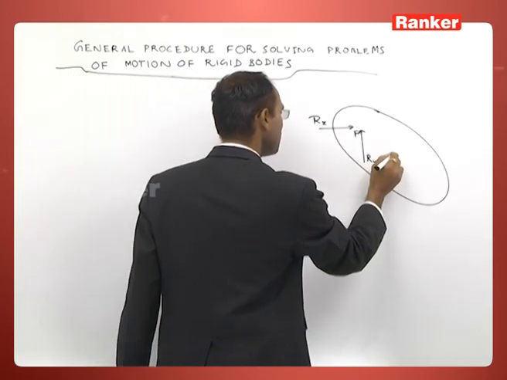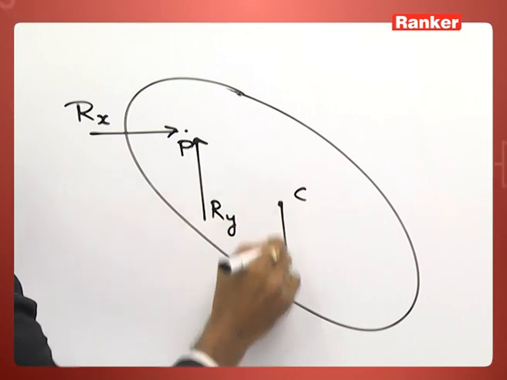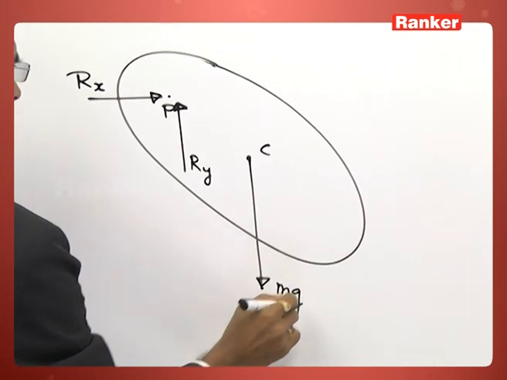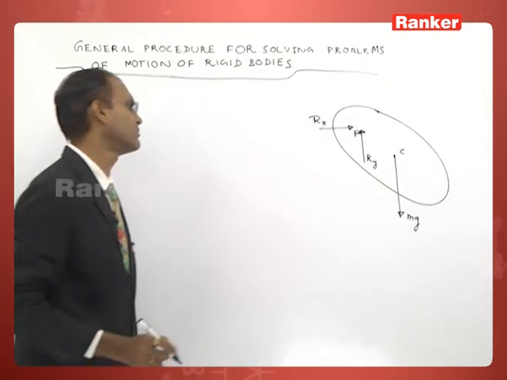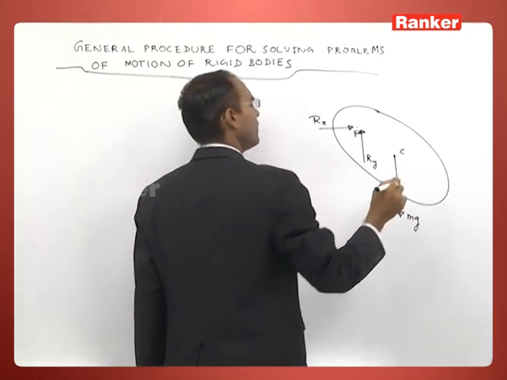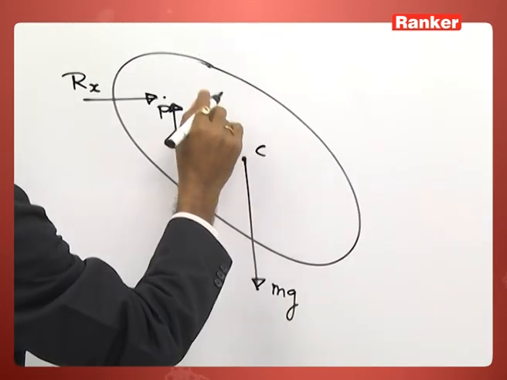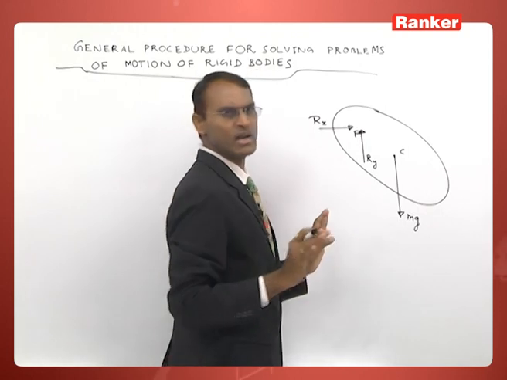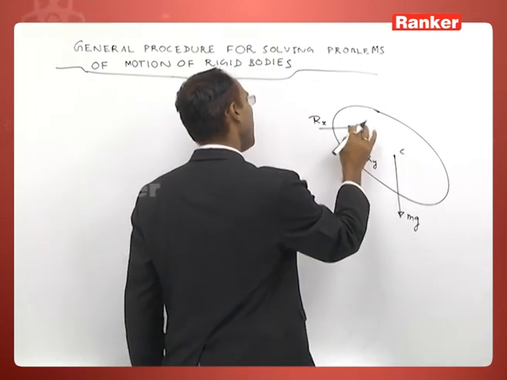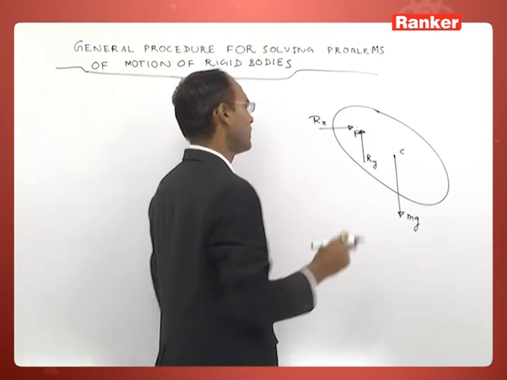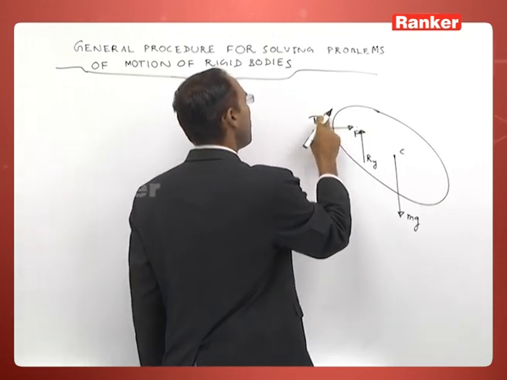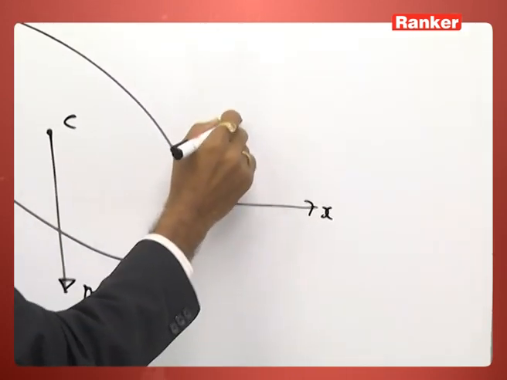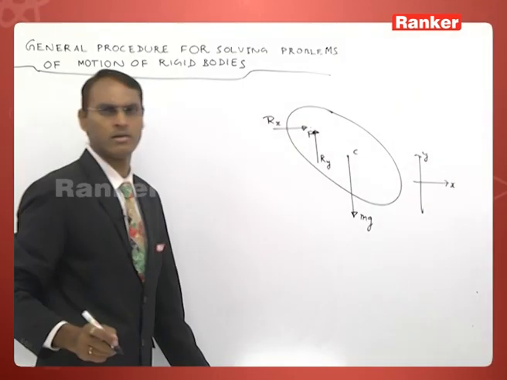When it is subject to gravity, at the center of mass the gravity force acts, that is mg. For the sake of simplicity, let us not include any other external forces except gravity and the reaction force. The components of the reaction force are Rx and Ry respectively.